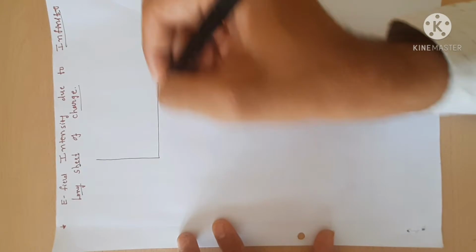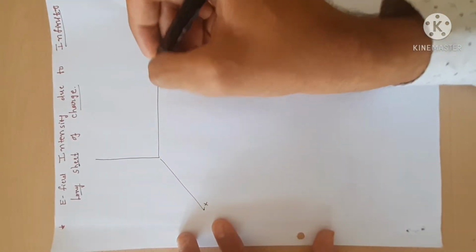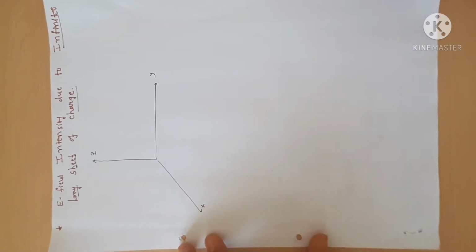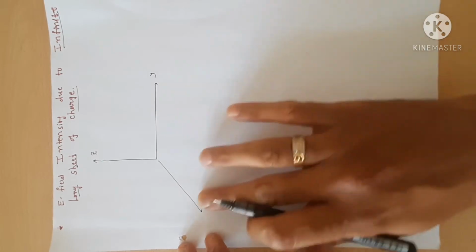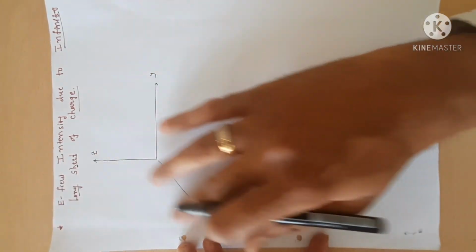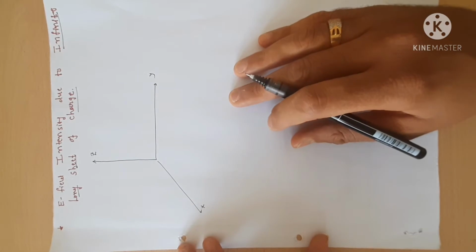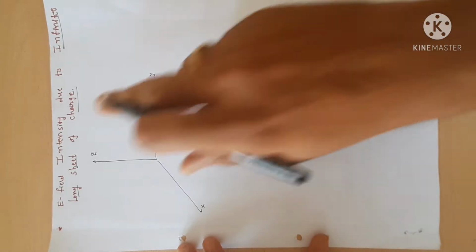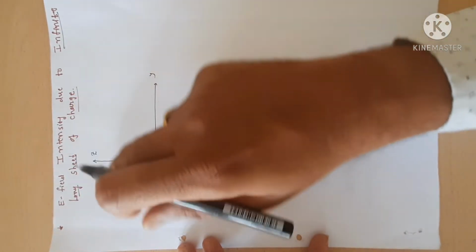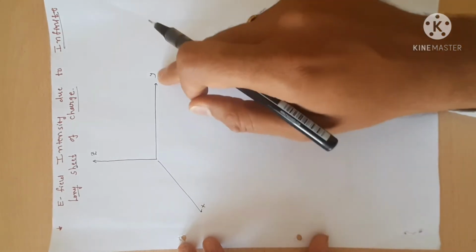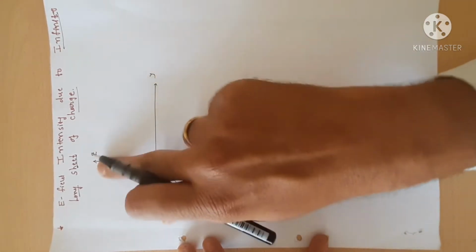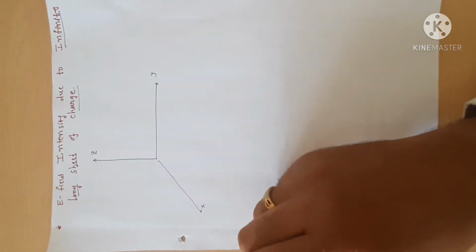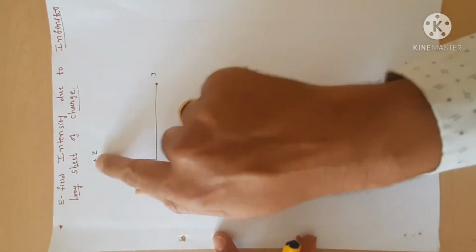Here again we have to consider the Cartesian coordinate system, with the x, y and z axes. As we know, in the Cartesian coordinate system there are three planes: the xy plane, the yz plane, and the xz plane. Or you can say there are three sheets: xy sheet, yz sheet and xz sheet. The sheet or plane can be present anywhere. For simplicity, we consider the infinitely long sheet to be present on the yz plane.